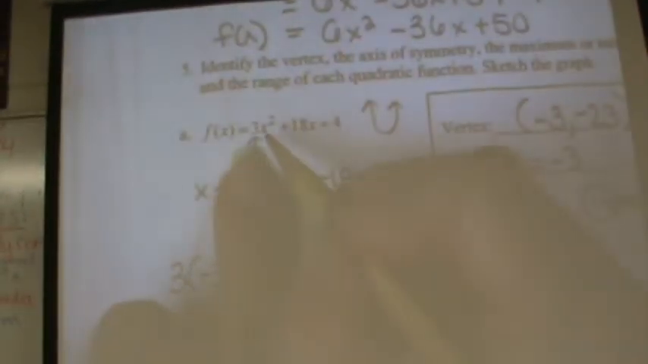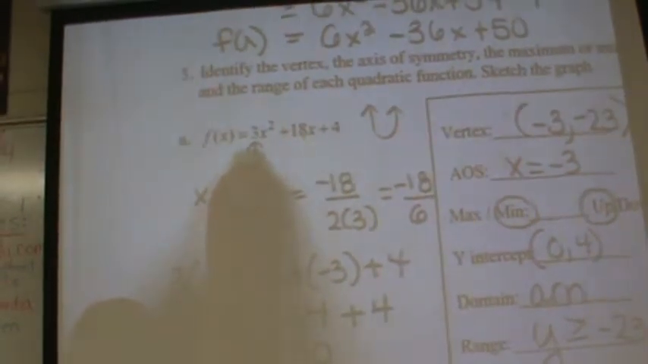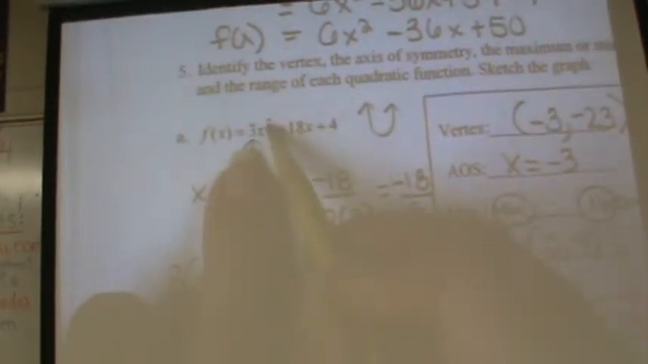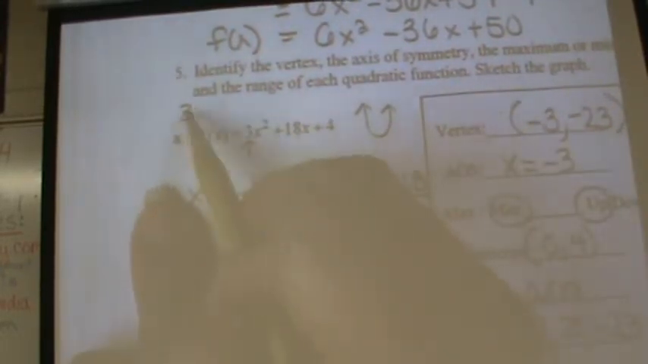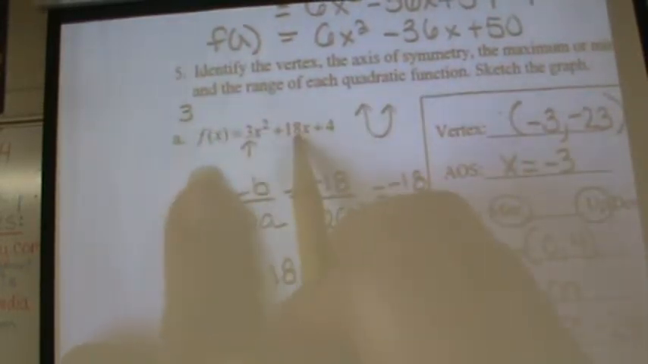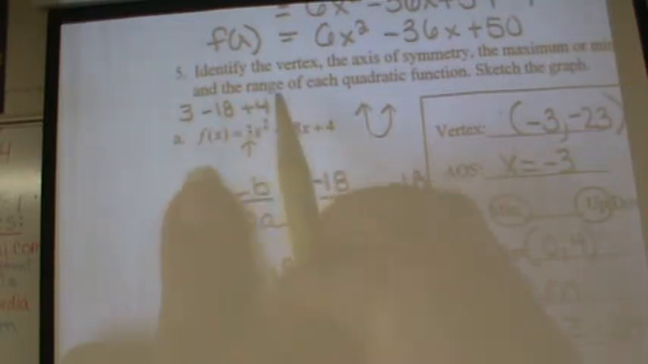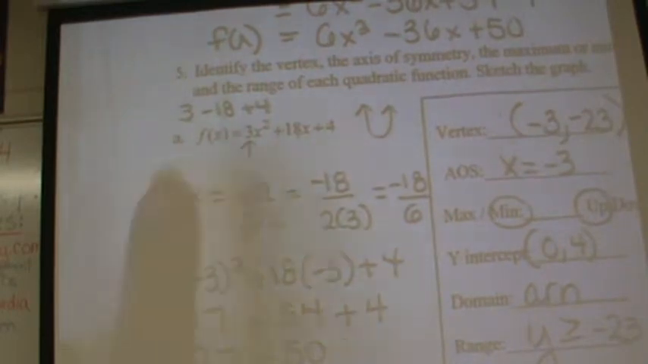Negative 1, what do we do? We're going to plug negative 1 right here. What is negative 1 squared? 1. What's 1 times 3? Remember, we're putting negative 1 in. What's 18 times negative 1? Negative 18. And then plus 4. This gives us negative 15. And what's negative 15 plus negative 4? Is negative 11, right?